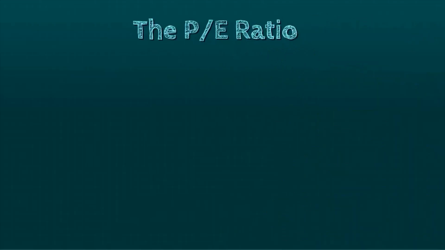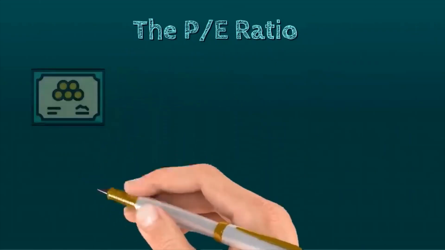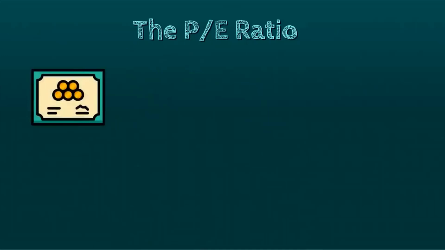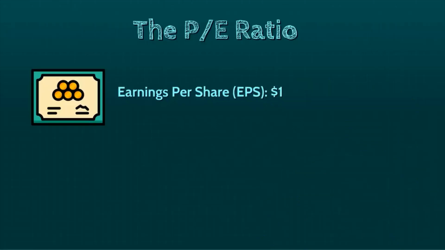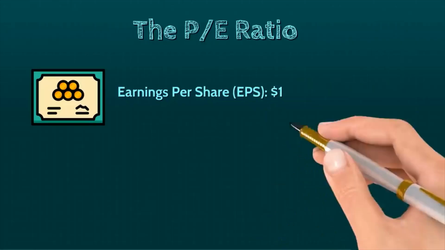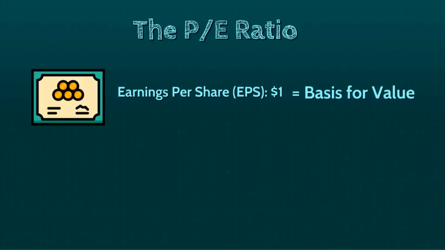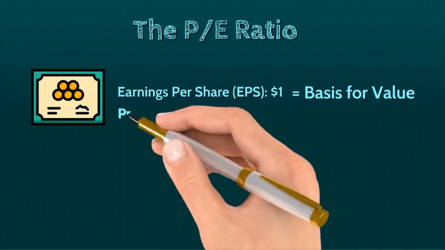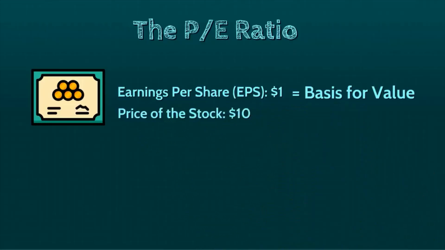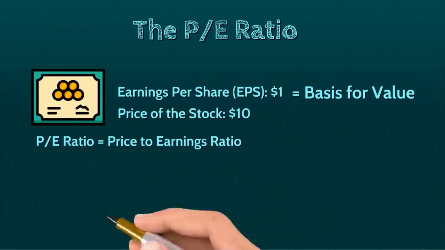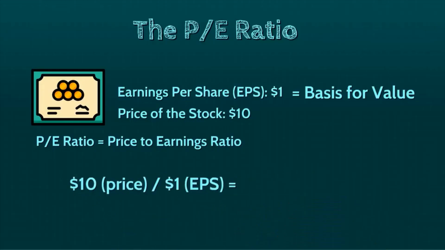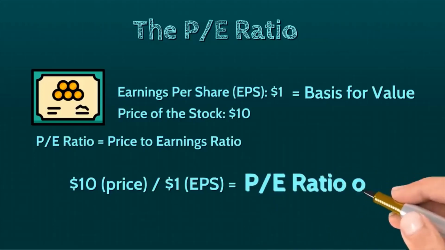Now let's get on to the PE ratio. Using the stock from our previous example, the company made a total of $4 in the past 12 months, and it had a total of 4 shares of stock, giving us an earnings per share of $1. This earnings per share of $1 is the basis for the value of this company. Now, if we look at the price of the stock on the market by going to marketwatch.com or morningstar.com, let's say it costs $10 per share. Since the PE ratio is the price to earnings ratio, we will take the price of $10 and divide it by the earnings per share, which is $1. So 10 divided by 1 gives us a PE ratio of 10.